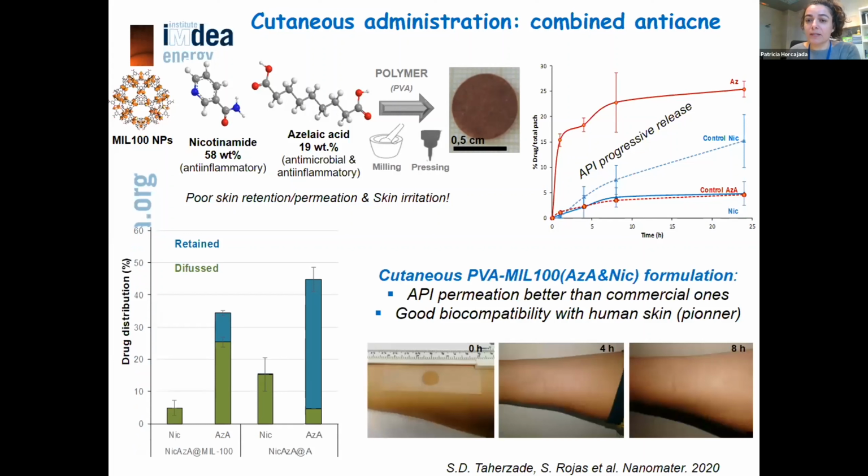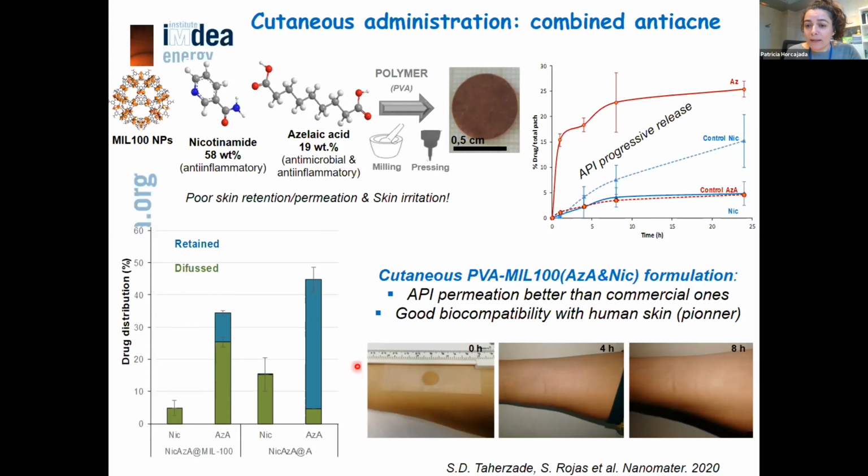In addition, we can also follow the skin retention and permeation using an ex vivo model based on pig skin. And here you can observe that the azelaic acid exhibits an improved permeation when compared with the polymeric controls. And also when compared with the commercial formulation, we can see that the nicotinamide presents a more controlled diffusion, and the azelaic acid a diffusion flux within the range of the commercial devices, making this combined formulation highly competitive.